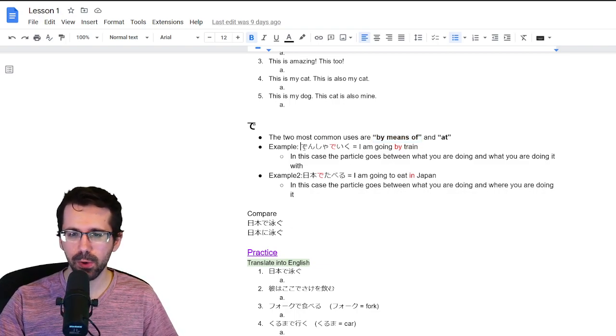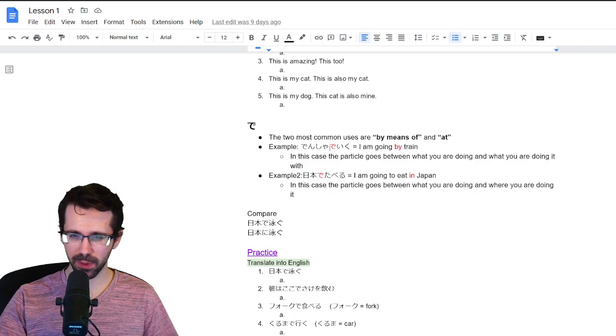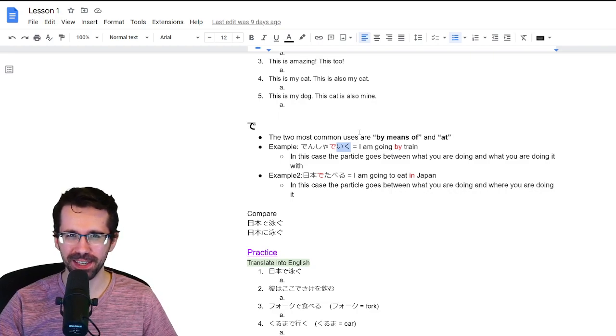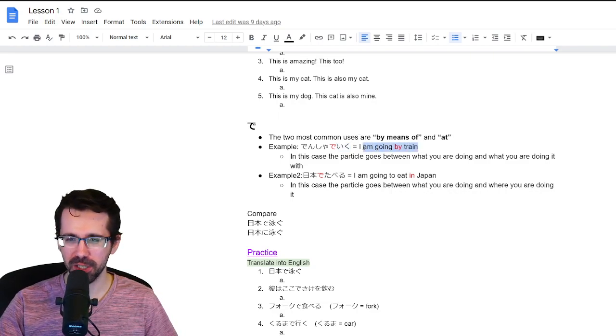As an example of that, we have densha de iku. Densha means train, and iku means go. And this particle de is showing that we're using the train in order to go. Or the going is being done by train is another weird way of thinking about it. Of course, the natural translation would be I am going by train, using the word by here.